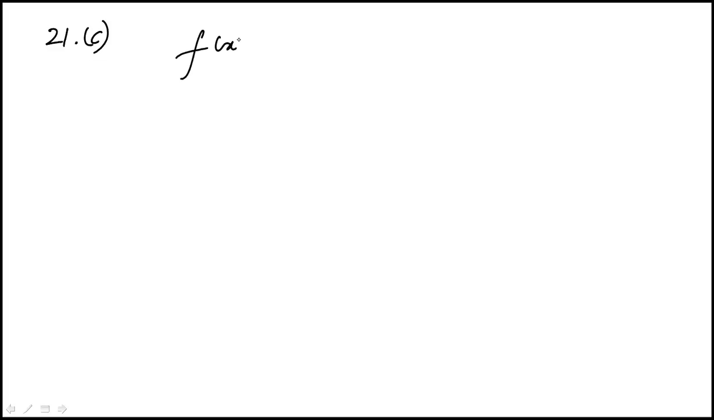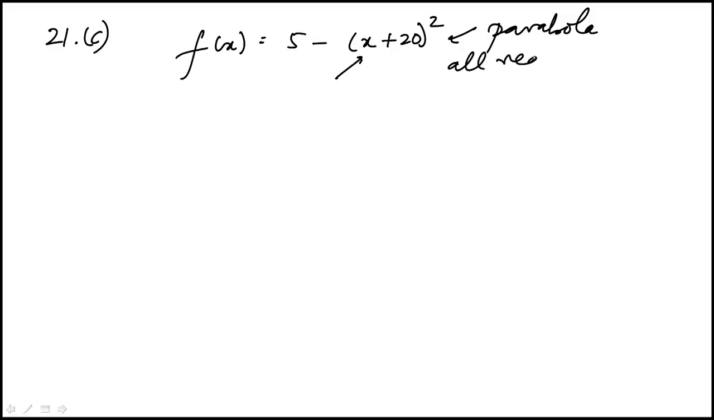So here the function is given to us as 5 minus (x plus 20) squared, and this is a parabola. And the domain here, in terms of the permissible values of x, because I'm just adding 20 to x and then squaring it, is all real values. So x can take on any value on the number line, including 0. In terms of the graph and the shape, this is a parabola.